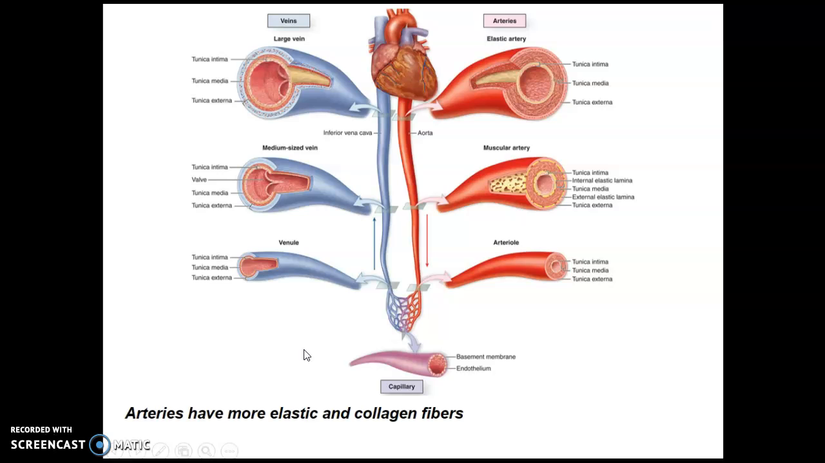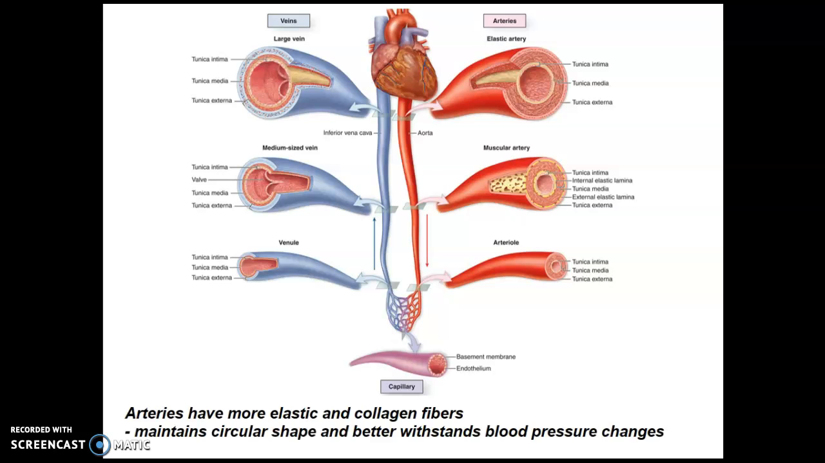So our arteries in general have more elastic and collagen fibers. Here are arteries, and we have the arteries on the right-hand side of the screen, which is the left-hand side of the heart, because the aorta is coming out. So on the left-hand side of the heart, we have the large aorta. The aorta is an elastic artery, and we're going to talk about the different arteries in a minute. But in general, arteries are going to have more elastic and collagen fibers.